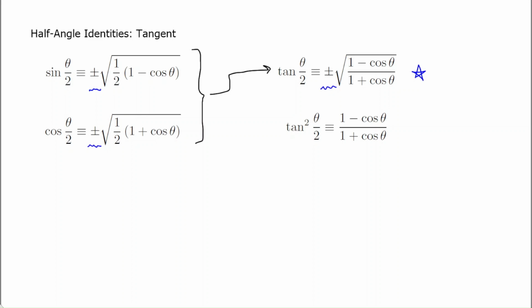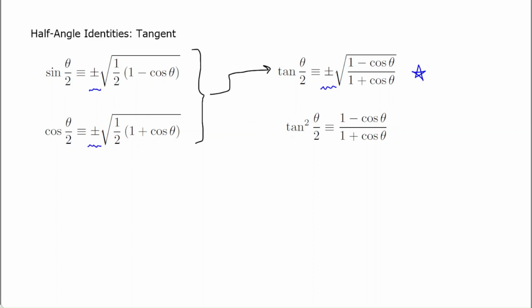Okay. Now, this can't be avoided for the sine and cosine identities, but for the tangent identity, it's worth asking, can we somehow circumvent the need for this plus minus symbol, possibly also the need for the square root? Okay, maybe, maybe not. Still worth asking.